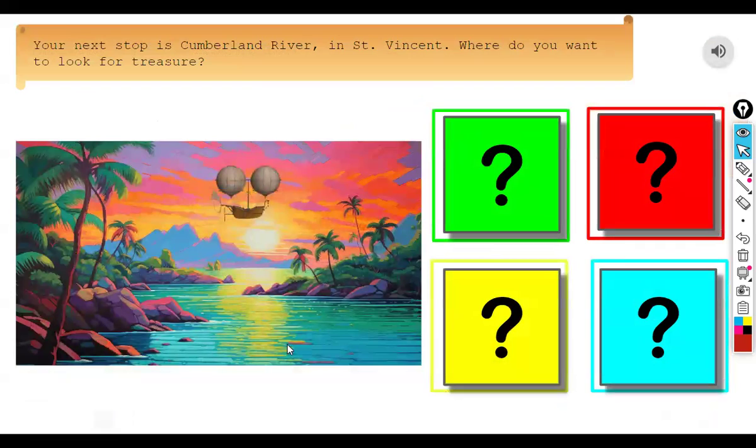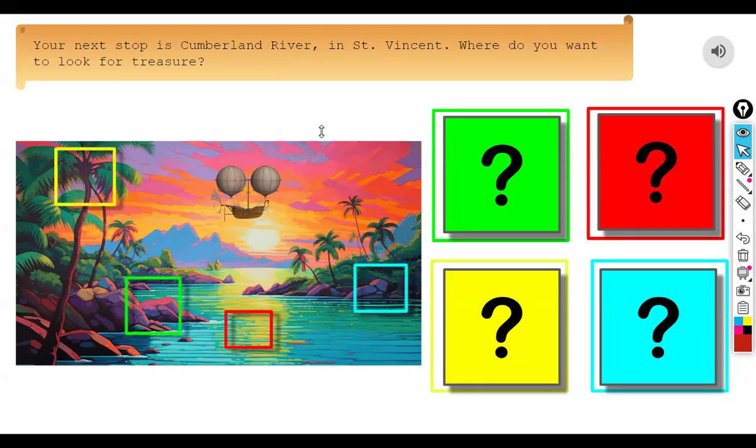All right, so we continue our little adventure here. Your next stop is Cumberland River in St. Vincent. Where do you want to look for treasure? Choose an area and let's see if you get lucky. You want to go in the yellow area, that's the coconut tree. You want to search rocks, the ocean, or the blue rocks to the right-hand side of the screen. All right, good luck.